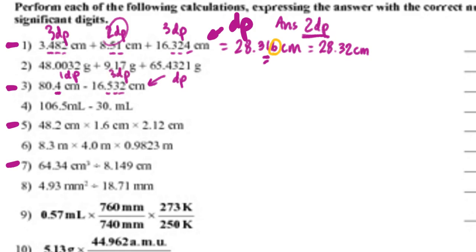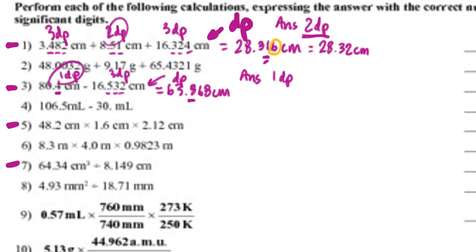I want to report the answer to the lowest of the 2 number of decimal places in the numbers that I'm working with mathematically. So that's 1 decimal place. So that means that the answer should be reported to 1 decimal place. So if I take 80.4 and subtract 16.532 from it on the calculator, then I'm going to get 63.868 centimeters, but I want to report it to 1 decimal place.